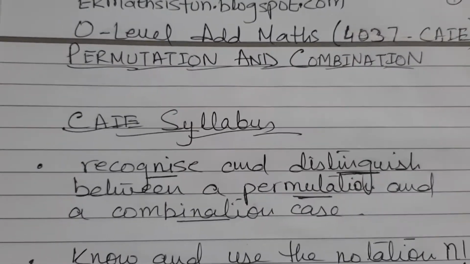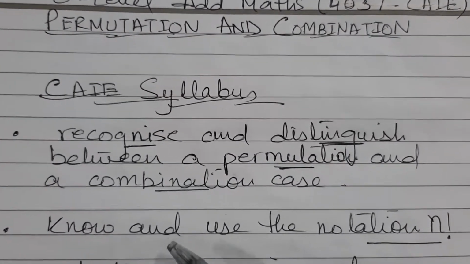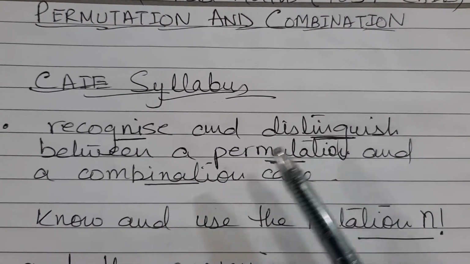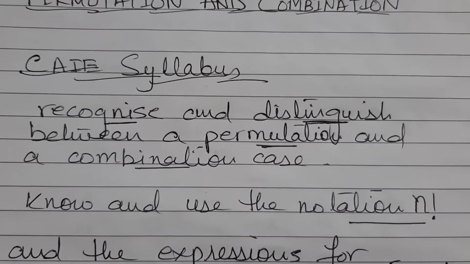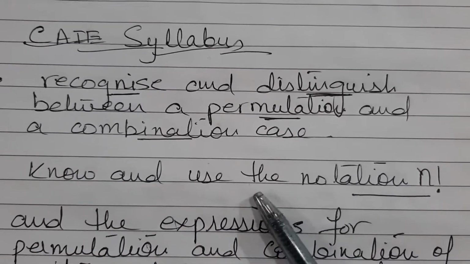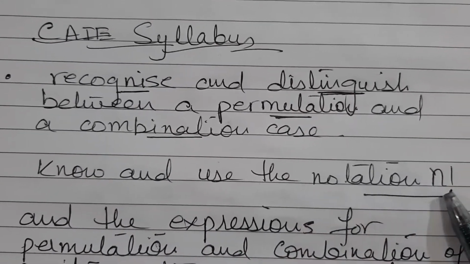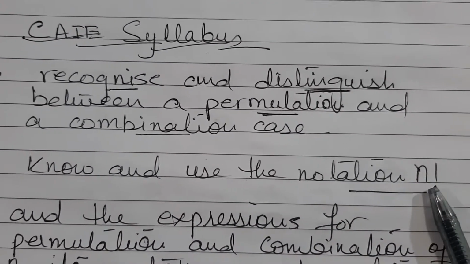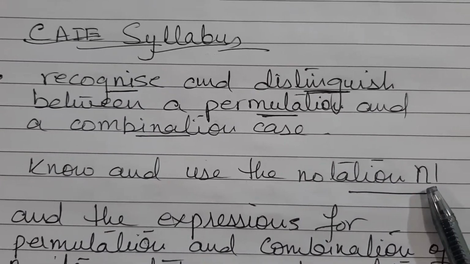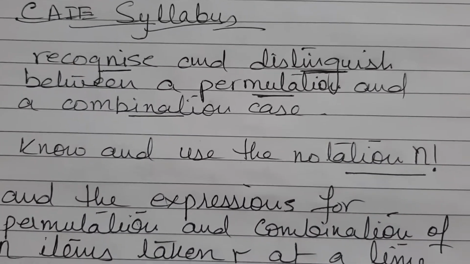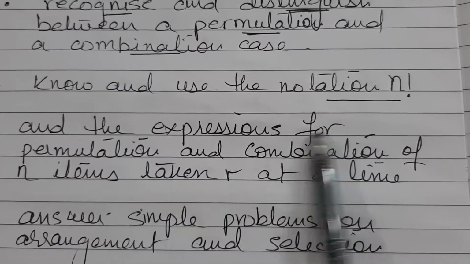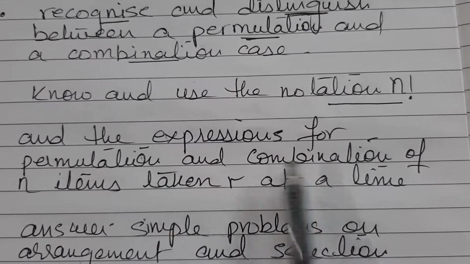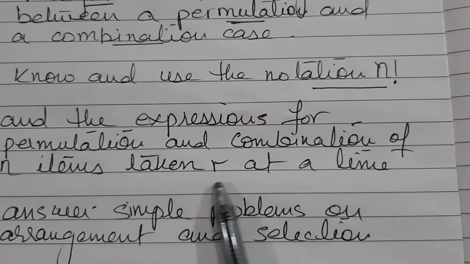So according to the syllabus, in permutation and combination, you need to recognize and distinguish between permutation and combination cases, and you need to understand the usage of notation factorial. This expression sign in mathematics is factorial. So we will see what is factorial and how it is applied in which cases. And then the expression for permutation and combination for n items taken r at a time.